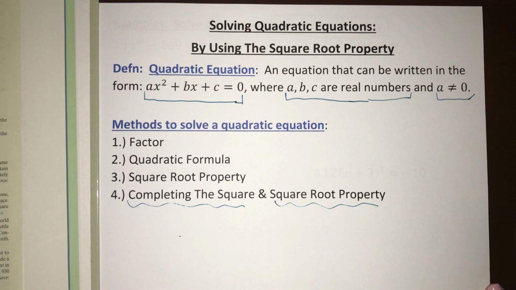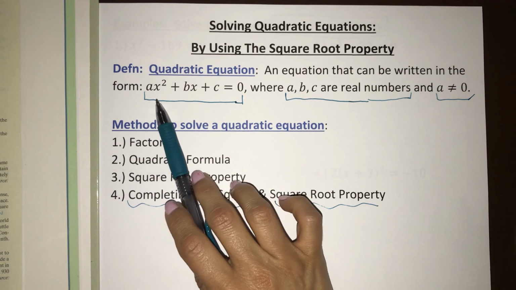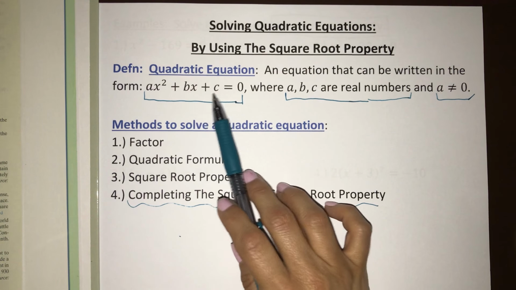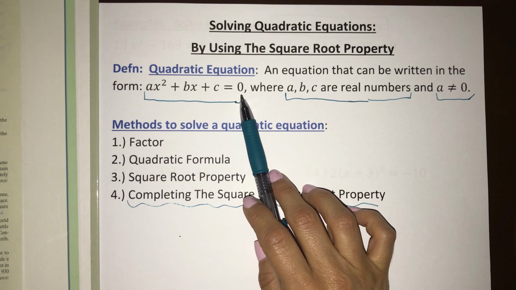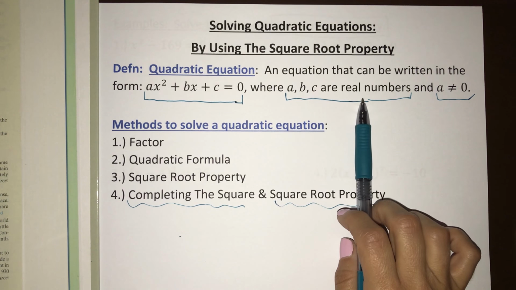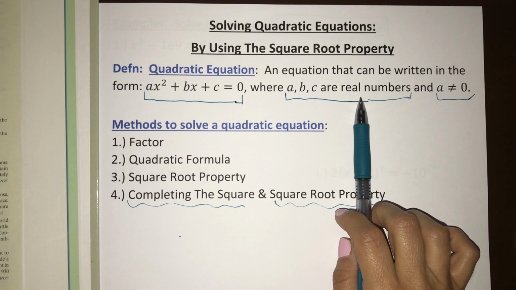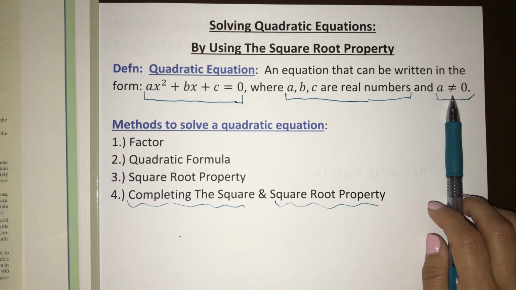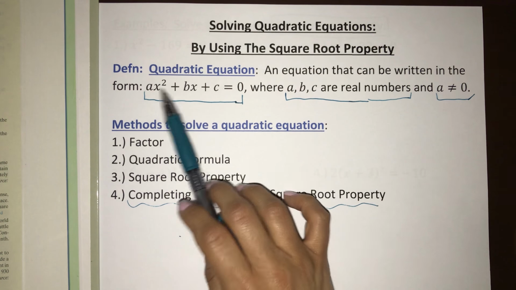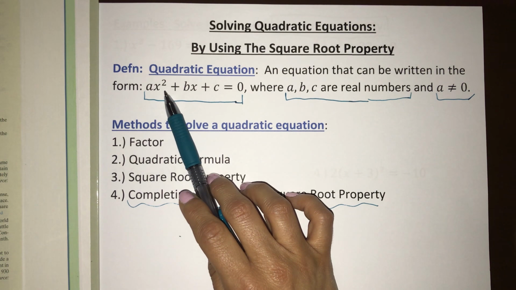We want to review the definition for a quadratic equation, which I have written here. Anything of the form ax squared plus bx plus c equal to 0, where a, b, and c are real numbers and the first coefficient should not be 0. Just keep in mind that quadratic means that the highest exponent, the degree of the polynomial, should be 2.